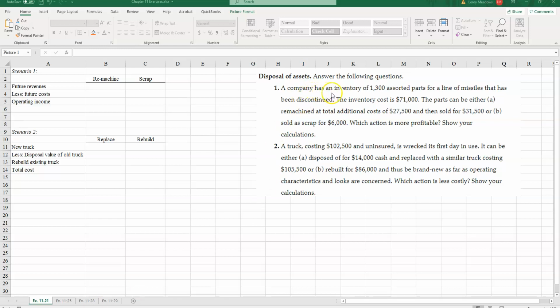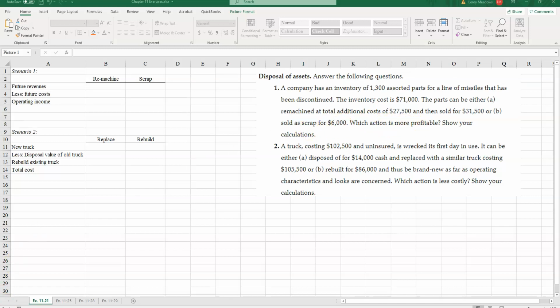A company has inventory of 1,300 assorted parts for a line of missiles that has been discontinued. The inventory costs $71,000. These parts can either A, be remachined at a total cost of $27,050 and then sold for $31,500, or B, sold as scrap for $6,000. Which action is more profitable?